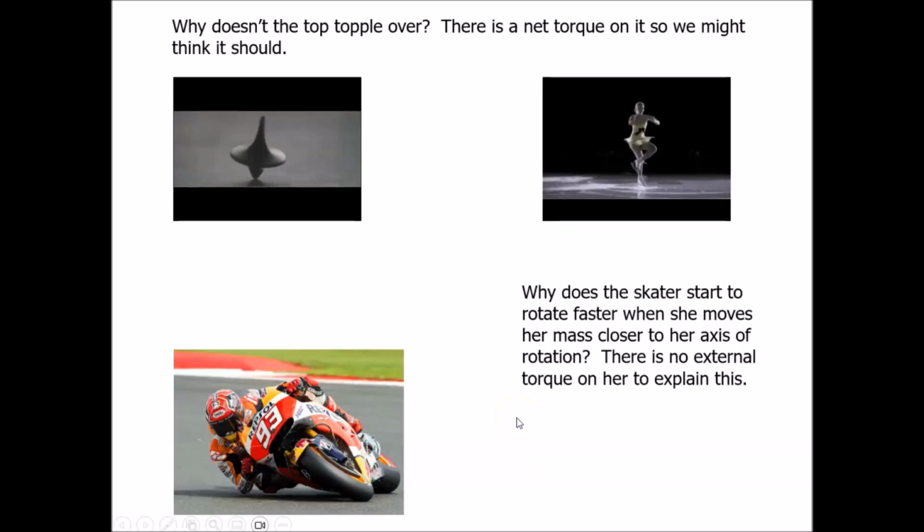Why does this figure skater, when she pulls her arms in, start to spin faster? There's no external torque on her, so how do we explain it?